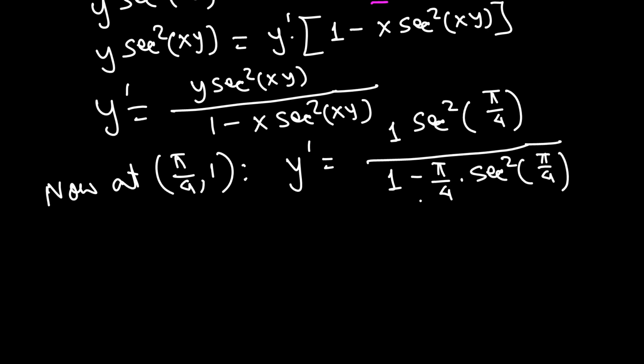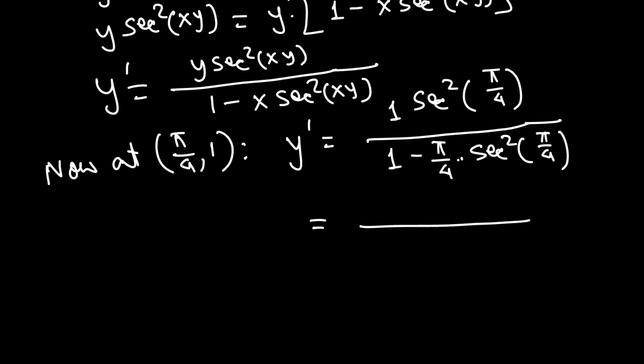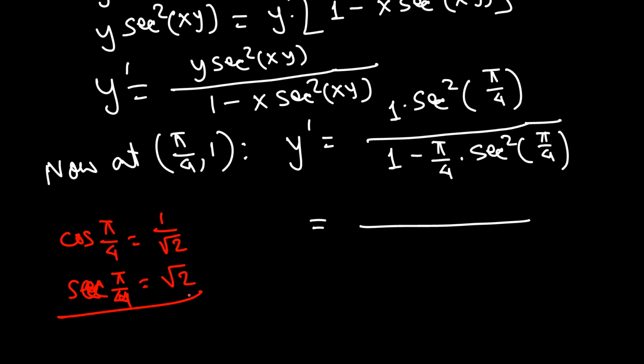Let's evaluate this fraction. Secant pi over 4. We know that cosine pi over 4 is root 2 over 2 or 1 over root 2. Same thing. And secant is reciprocal of cosine. So secant of pi over 4 is just root 2. We got a square here. So root 2 squared is 2. Secant square pi over 4 is 2.